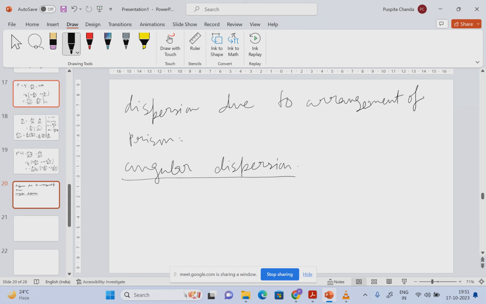So transparent media always give positive group delay dispersion. So we need negative group delay dispersion to compensate that. So how can we achieve negative group delay dispersion? By arranging the prism or grating. Okay.